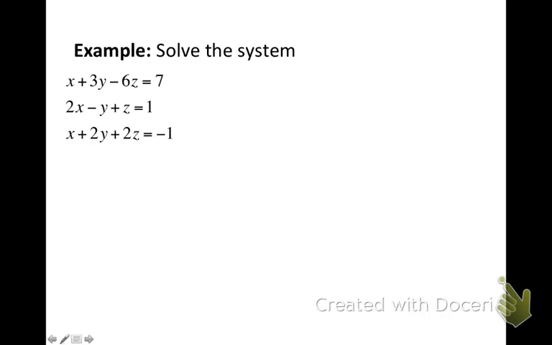So number 2. We've got x plus 3y minus 6z equals 7. 2x minus y plus z equals 1. X plus 2y plus 2z equals negative 1. So again, I'm just going to put 1, 2, and 3's out in front so that when we're talking, we know we're talking about the same thing. All right, what are your thoughts? What do you want to eliminate first?